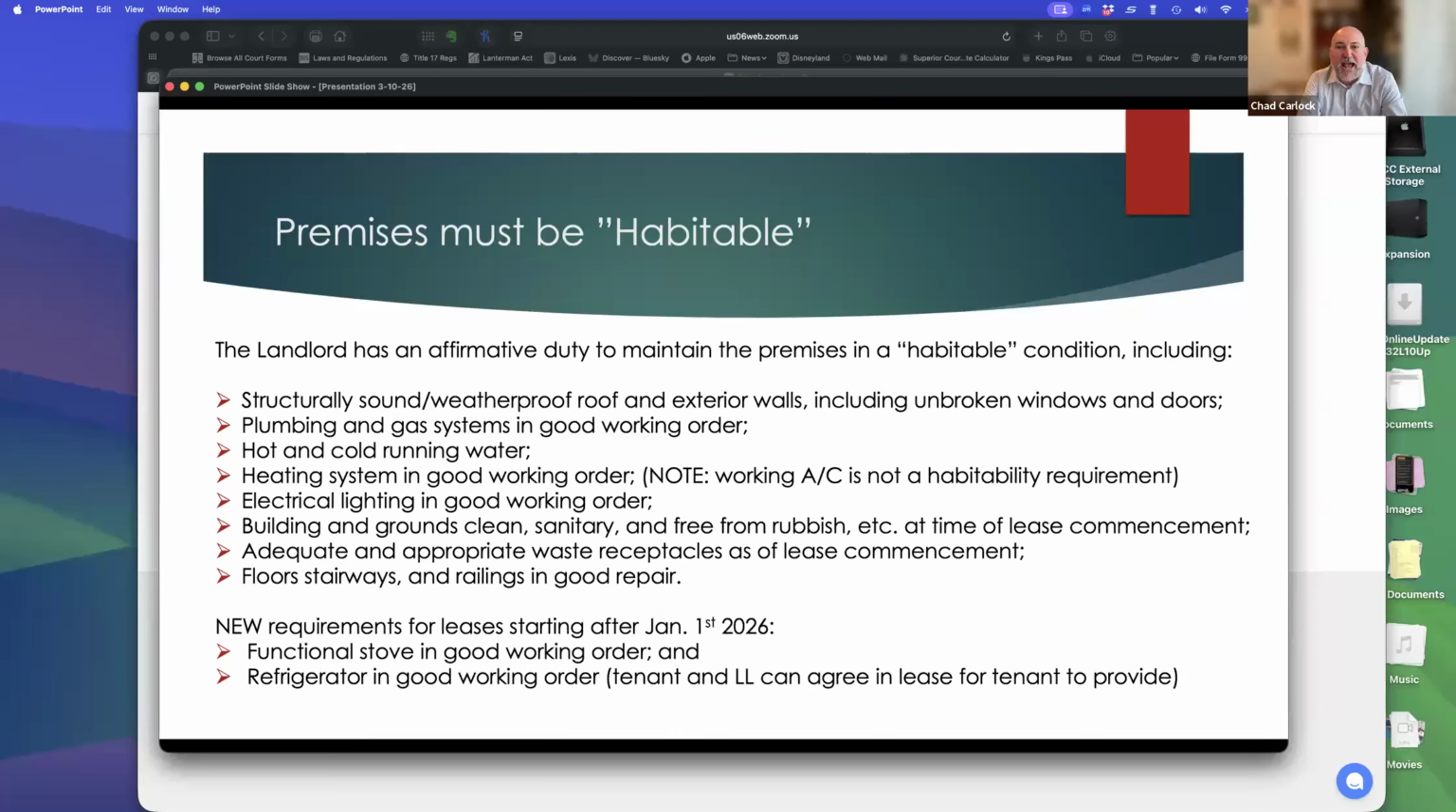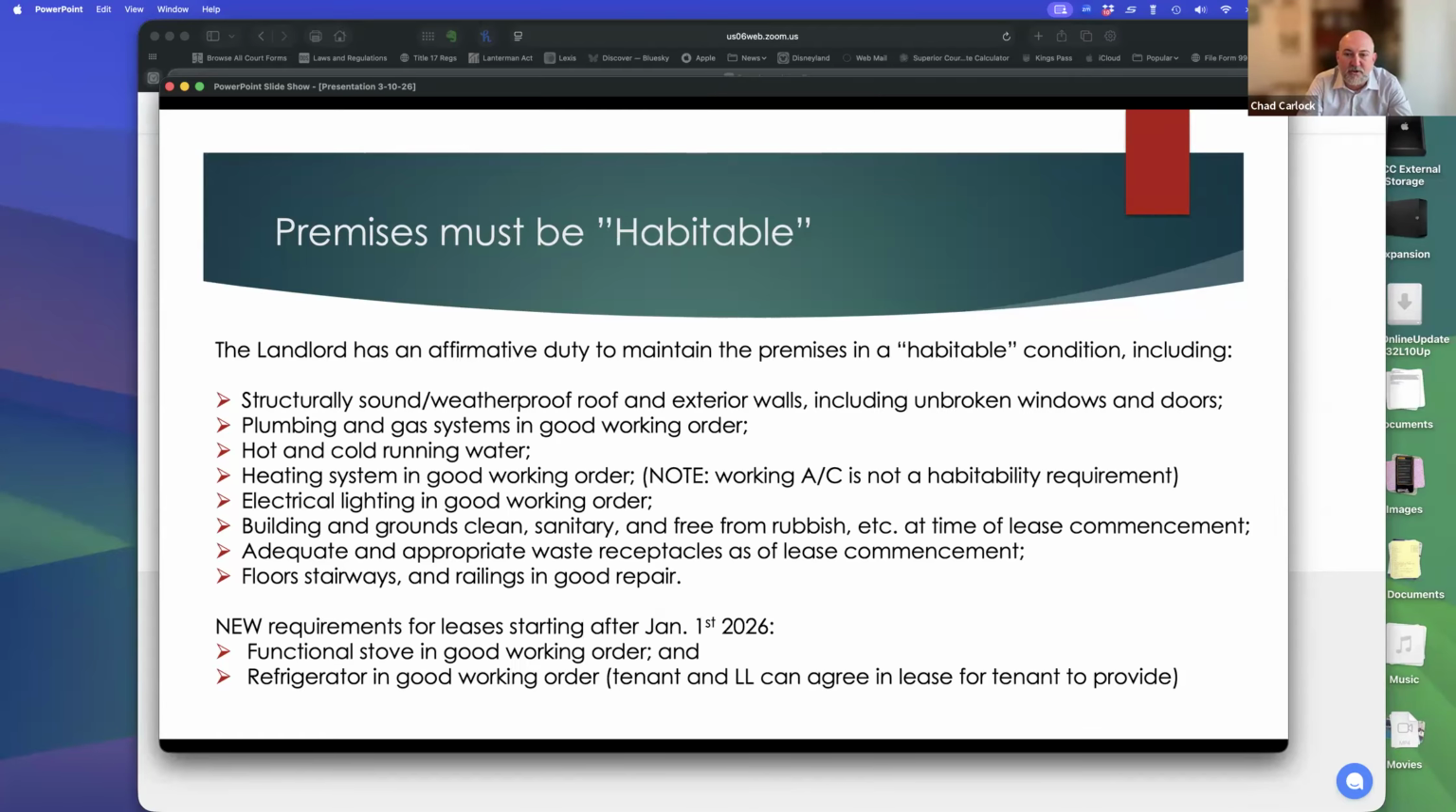So we'll talk now about what habitable premises are. One of the most popular defenses in eviction lawsuits is that the landlord had breached their obligation to provide habitable premises. So the law defines exactly what that is. In order for premises to be considered habitable, it has to meet all of these conditions. So if any one of them is not present, the dwelling is considered not habitable. And we'll talk about what that means in a second after we go through the definition.